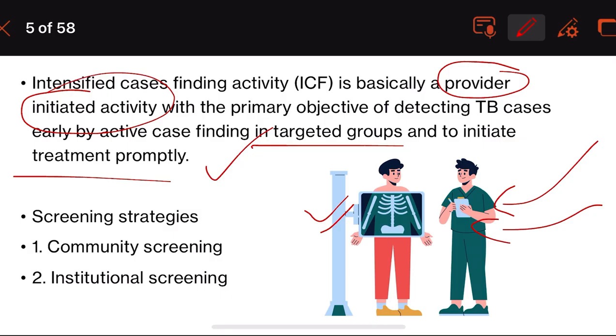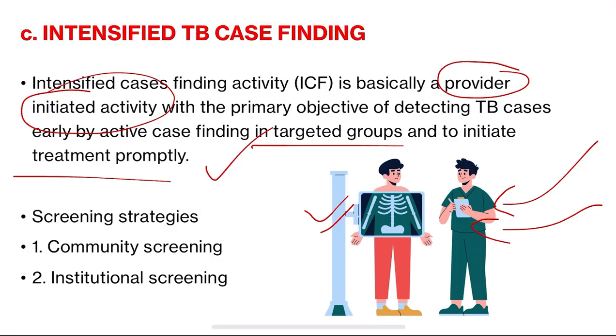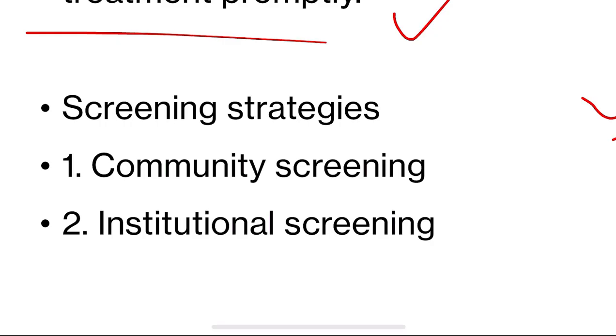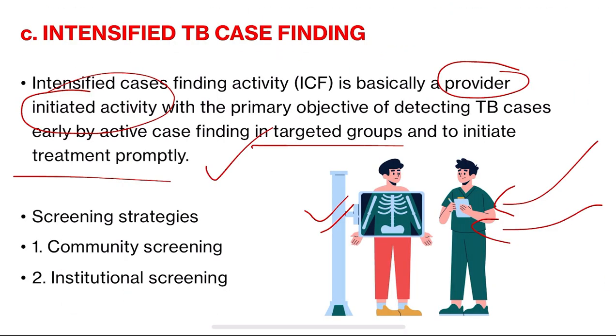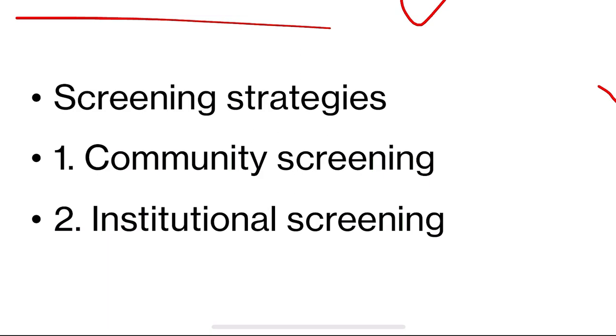Then we move further to the screening strategy. Intensified case finding includes the screening strategies. In the screening strategies, we have community screening and institutional screening. So the community screening, how do we do the community screening? The community screening can be done by inviting the people to attend the screening, which is done in a mobile facility, or it could also be carried out in a fixed facility. The invitations may target specifically the people within a vulnerable group.